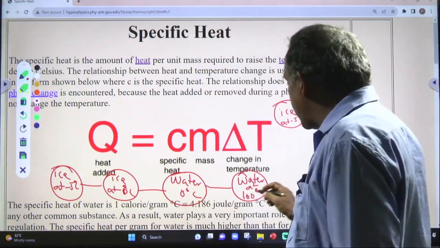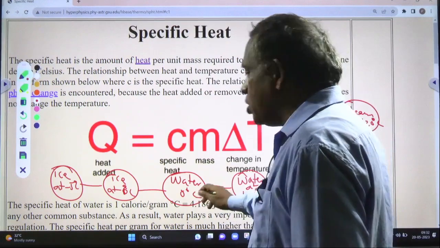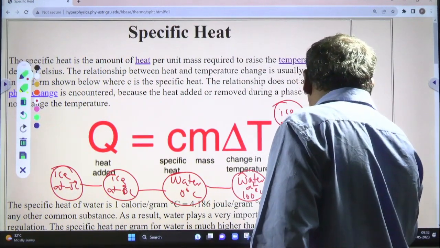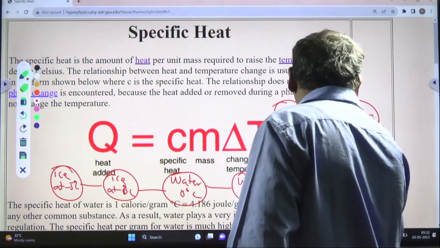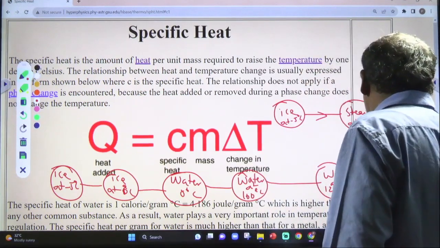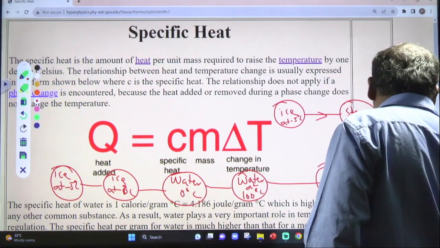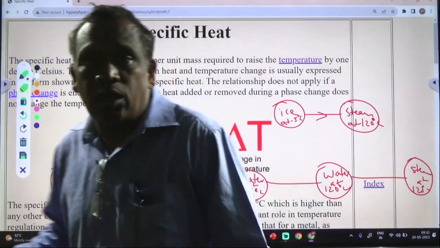Water at 100 will be converted to, so 0 to 100, and then water at 120 degrees will be converted to steam at 120 degrees centigrade. Steam at 120 degrees centigrade. See, these are the total changes.